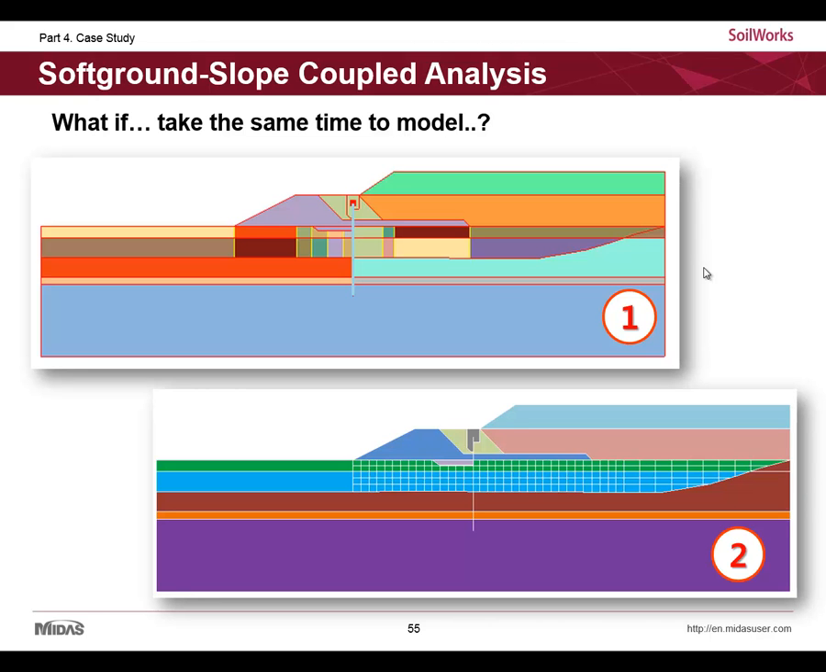Finally, I want to let you know about the importance of model geometry. As you can see, these two models have the same geometry, and the only difference is the area of each surface of soft ground here. What if you take the same time to model 1 and 2? Which one would you take to perform consolidation and coupled analysis?